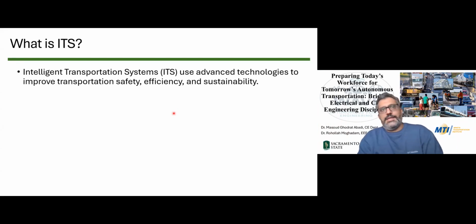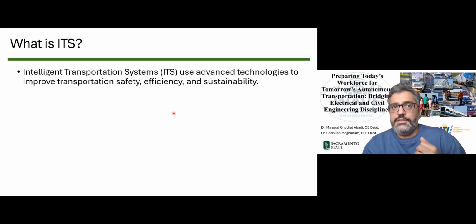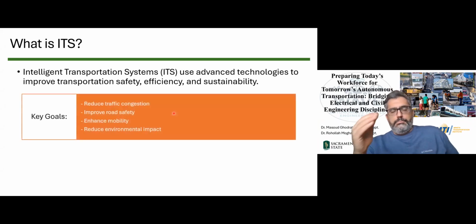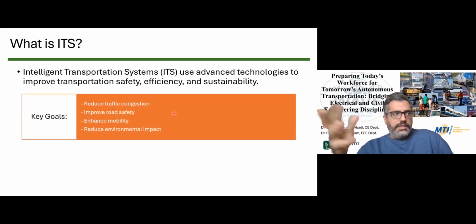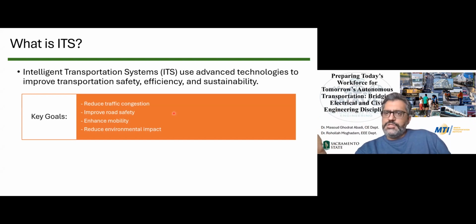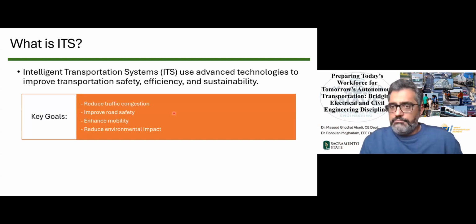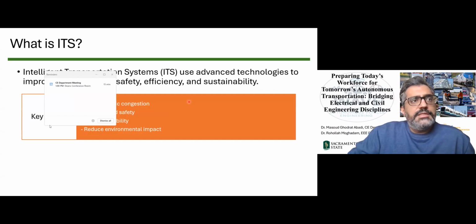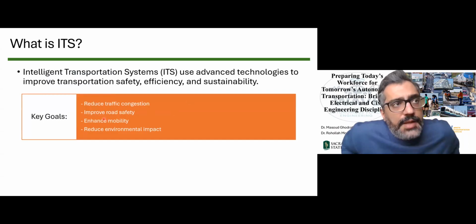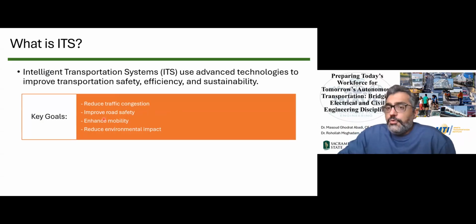So basically, ITS is to use advanced technologies to improve transportation safety, efficiency, and sustainability. We can have multiple goals. Some key goals could be to reduce traffic congestion. How can I do that? If I could have a good detection in place, such that I have a clear idea of the demand at every single intersection in my network, I can optimize them. I can optimize the system performance. Another goal is to improve roadway safety.